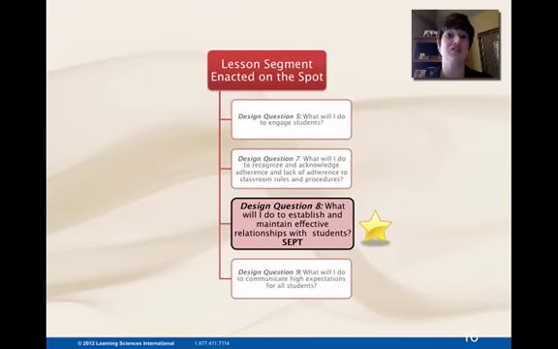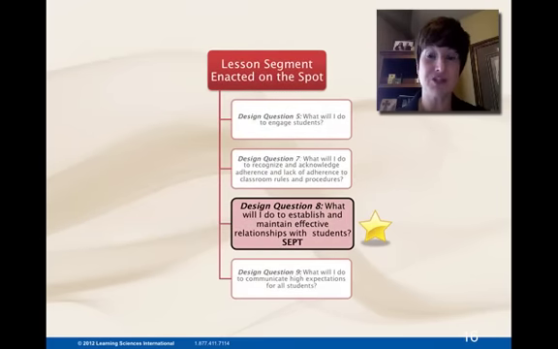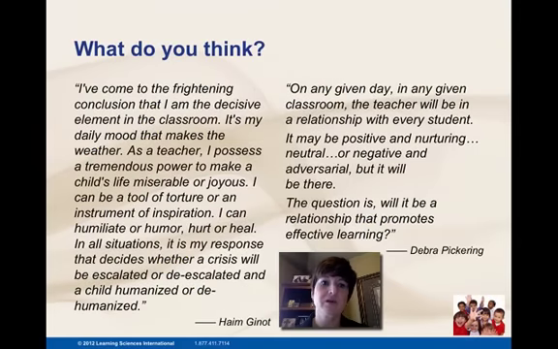Then you see design question 8. What will I do to establish and maintain effective relationships with students? This, again, goes right in line with our we believes. So I like these quotes. I think of myself as kind of the barometer that what I give is what I will get from students. And so it's just something to think about, that we're in a relationship with every single one of our kids. It's just what kind of relationship. Is it going to be positive or negative? And I like that last question. Will it be a relationship that promotes effective learning?